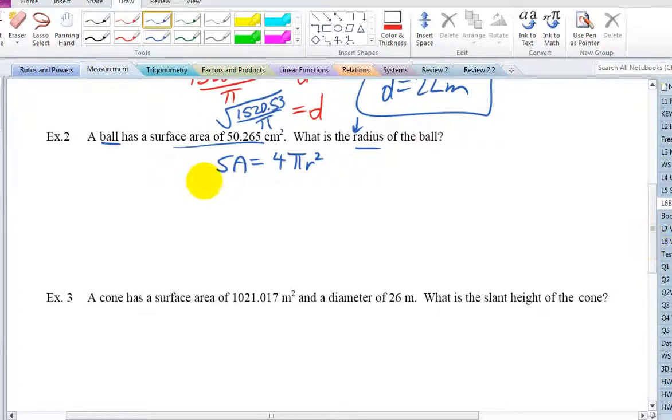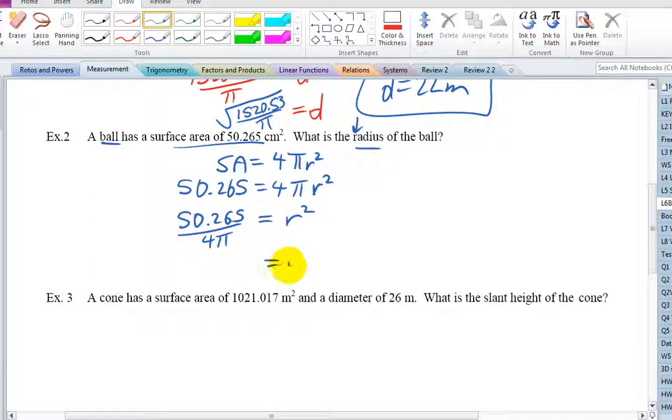So step 2, substitute. 50.265 equals 4 times pi times r squared. Think you guys can do this yourself? No? Well, what do you have to get rid of to get r squared by itself? 4 pi. You've seen this before. This was on the back side of the sheet. So 50.265 divided by 4 pi. And then how do you go from r squared to r? Square root. So square root of 50.265 divided by 4 pi.